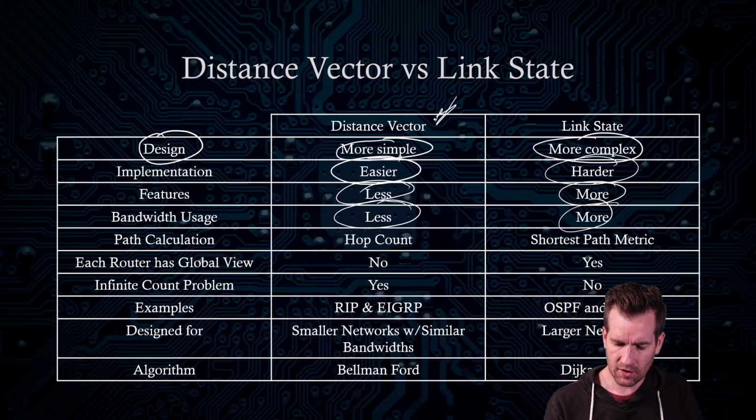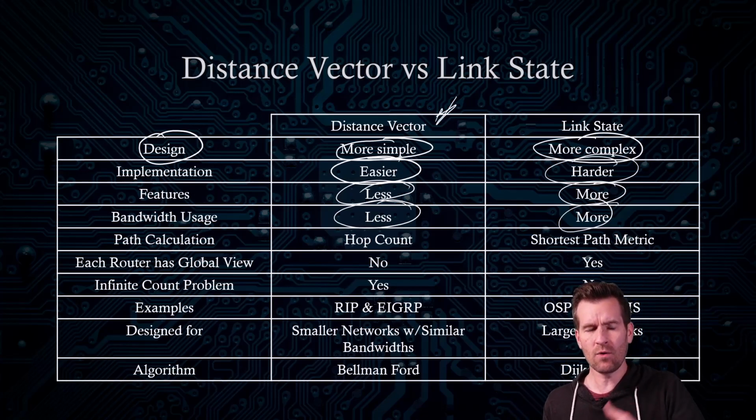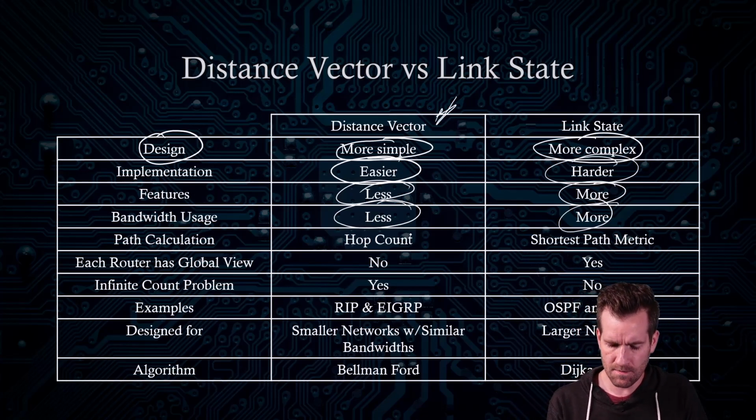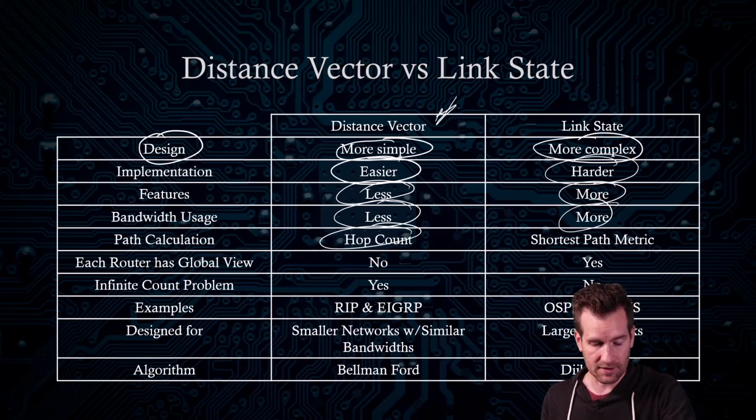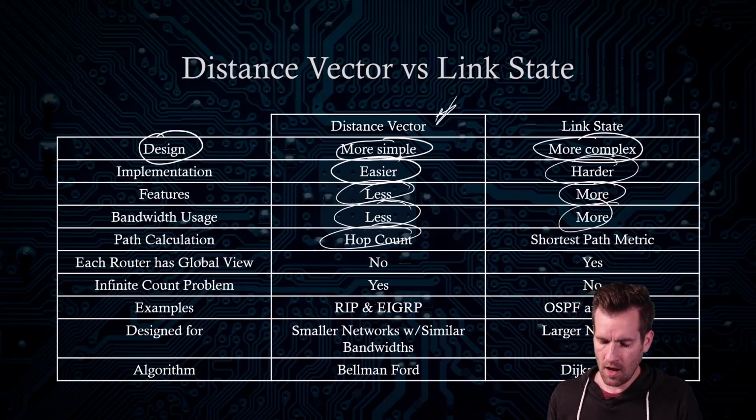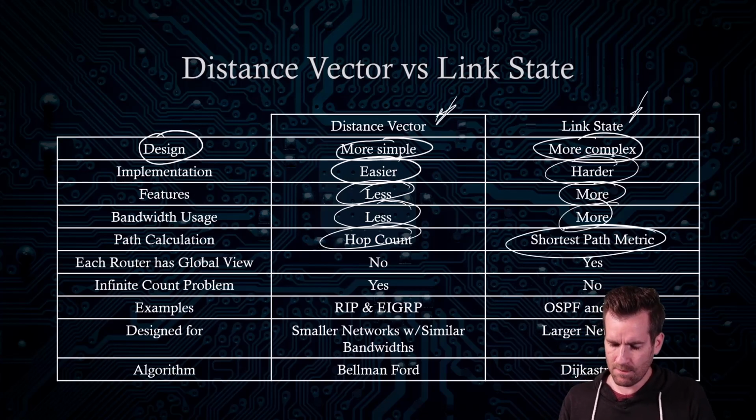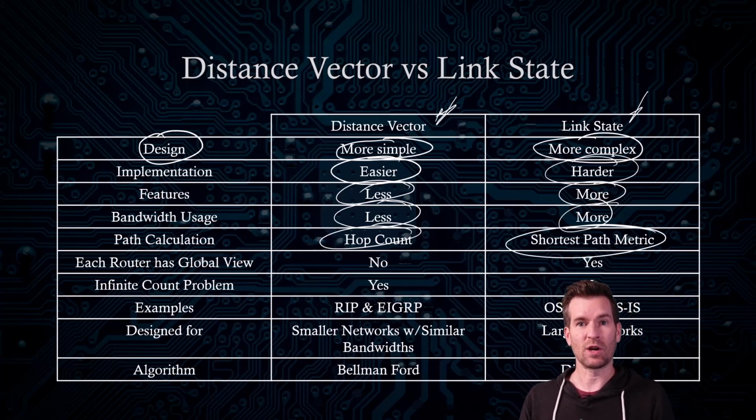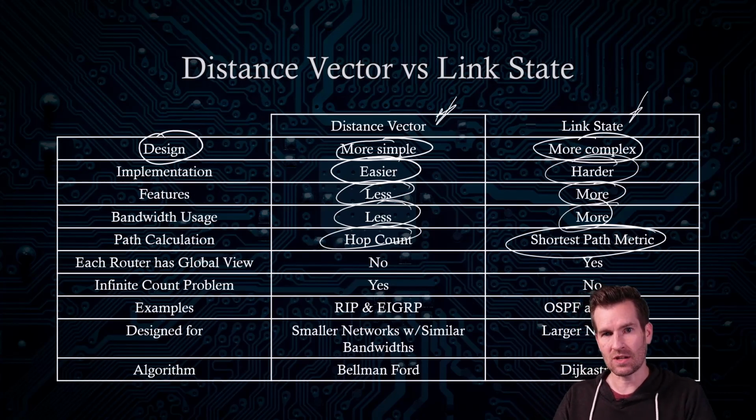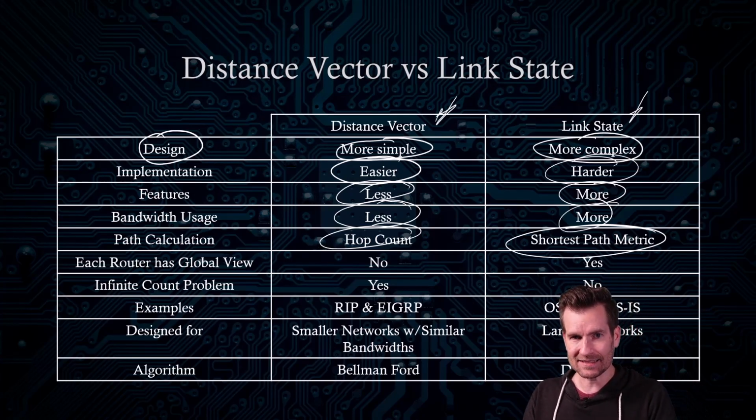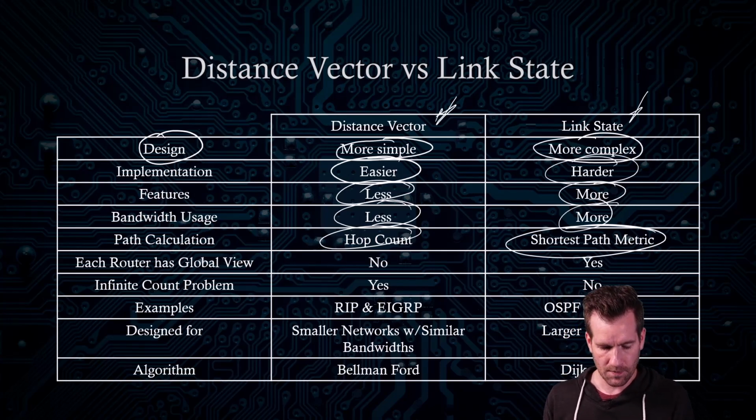A distance vector bases how to get to these different networks off of hop count. How many hops does it take to get from the source to the final destination, to the final network? Versus link state uses the shortest path metric. And so it creates a cost of how to get to the end destination, and then based off of that cost, you're going to choose the best route.